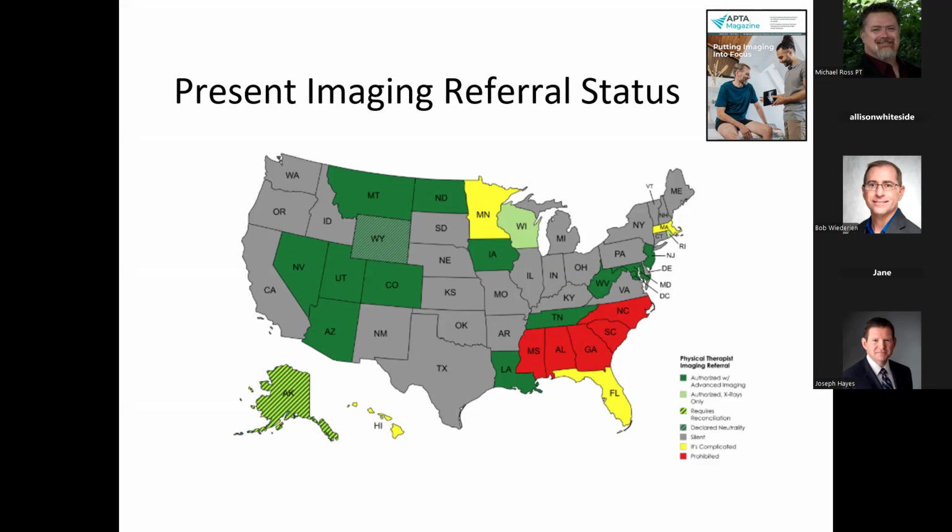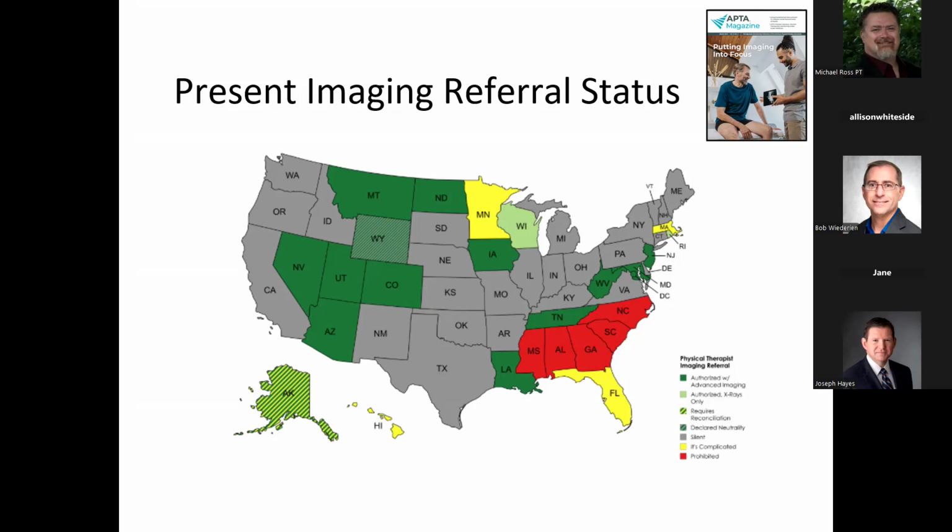I got this graph probably mid-August, so maybe it's changed a little bit. But the bottom line is the states in green have some type of imaging, right? Some type of imaging at some point. And I've been fortunate enough to talk in a lot of these states. So North Dakota, Iowa, Arizona, Utah, Nevada, Wyoming, Colorado, because there's a push, right?